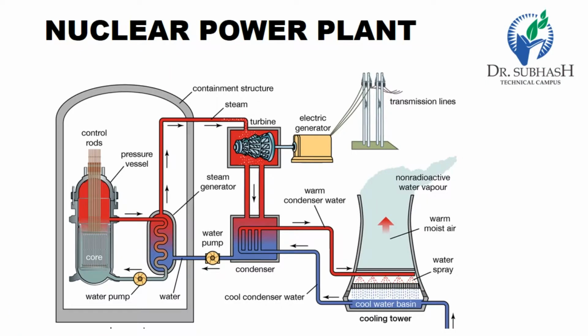Our next is the nuclear power plant. A generating station in which nuclear energy is converted into electrical energy is known as a nuclear power plant. See in the figure, in a nuclear power plant, heavy elements such as uranium or thorium are subjected to nuclear fission in a special apparatus known as a reactor.